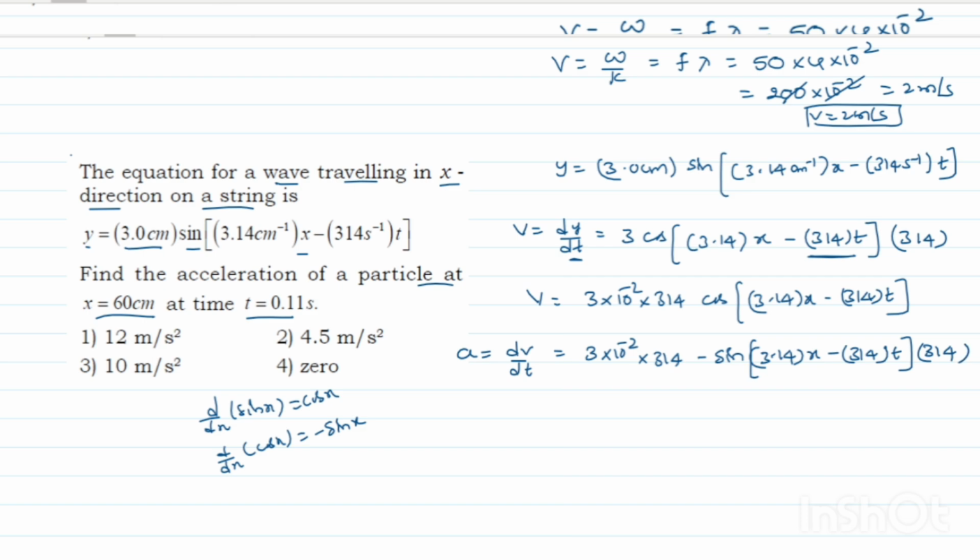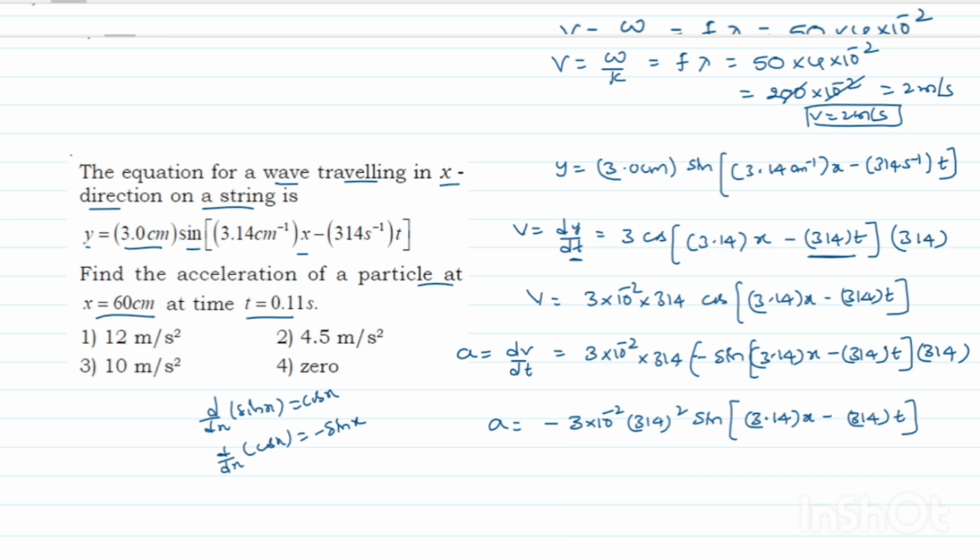Now taking the acceleration, minus into minus gives plus, so we get minus 3 into 10 power minus 2 into 314 whole square, into sine of (3.14x minus 314 into t).